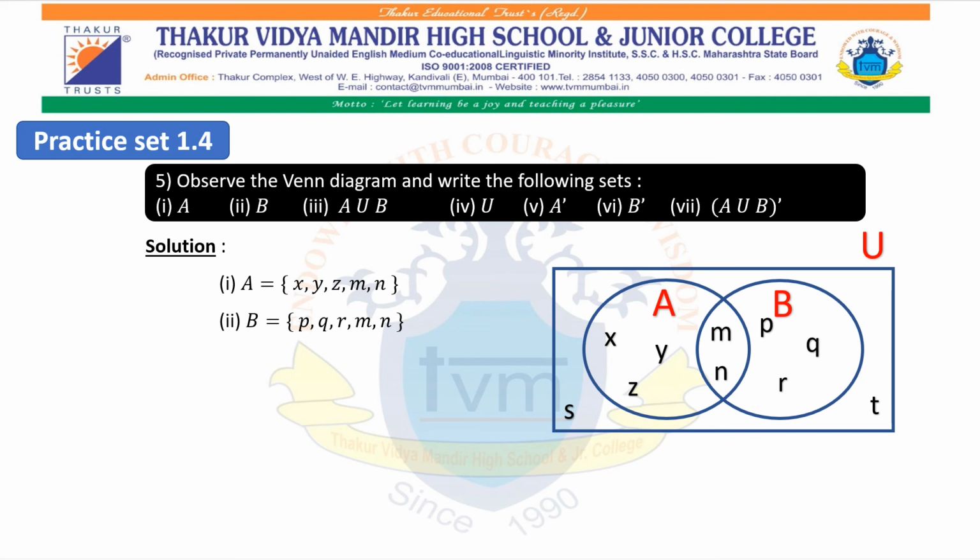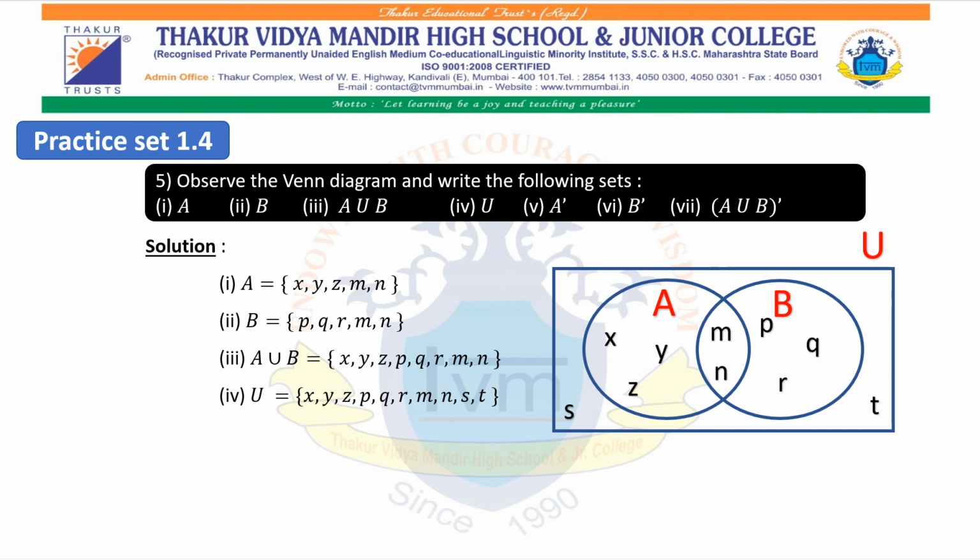Then they had said write the set A union B. A union B means a combination of all the elements present in A and B, and repeated elements will be written only once. Which are those repeated elements? M and N. We will write A union B equals X, Y, Z, P, Q, R, M and N. Then they had said write the universal set. Universal means all the elements which come in the rectangular box. We will write U is a set of X, Y, Z, P, Q, R, M, N, S and T.